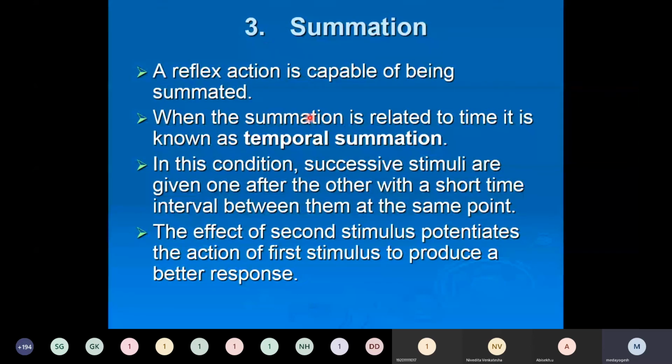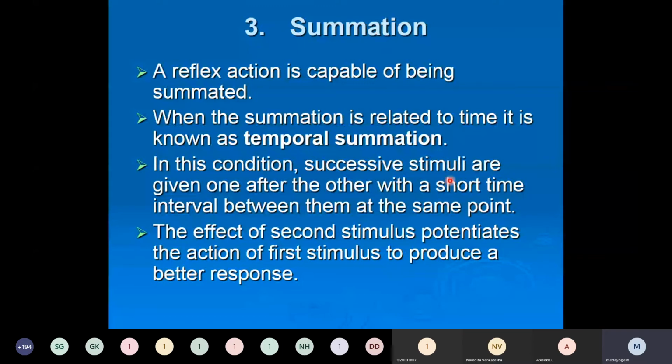Summation. I think this is all revision for you now. A reflex action is capable of being summated. When summation is related to time, it is known as temporal summation. In temporal summation, what is happening? It is related to the time.